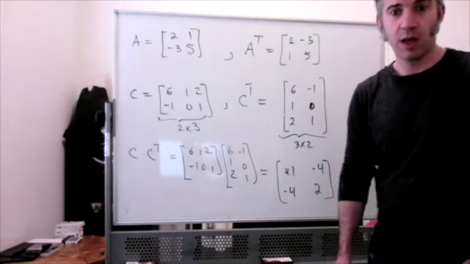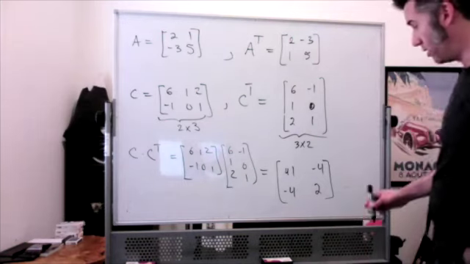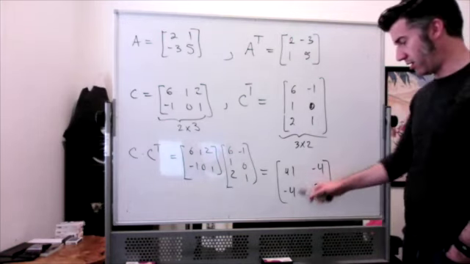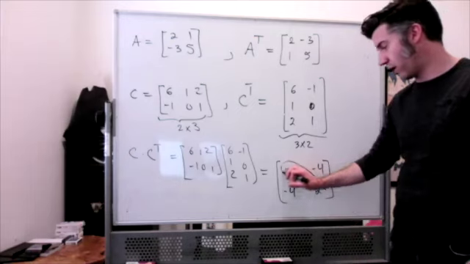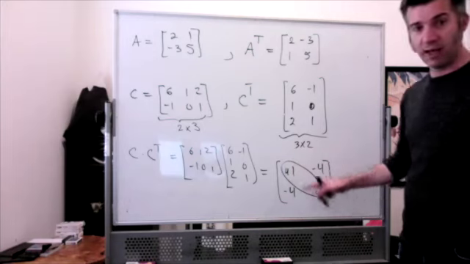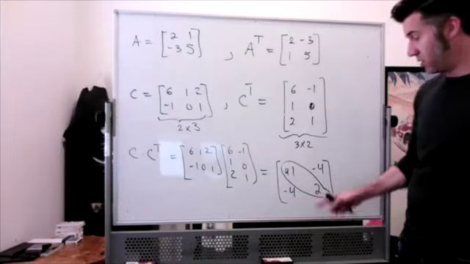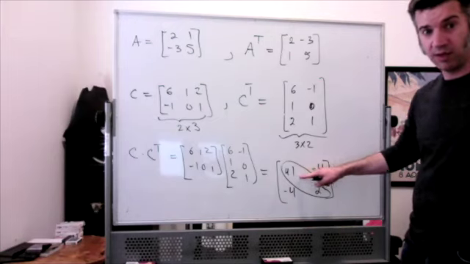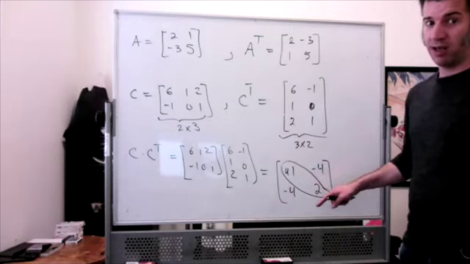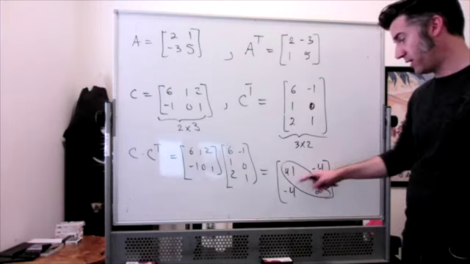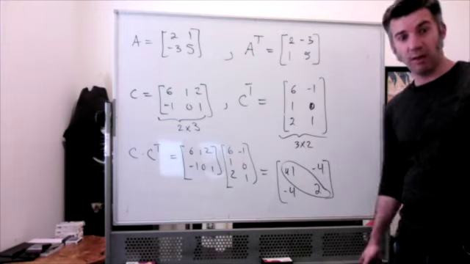Cool. This, by the way, is called a symmetric matrix. If you have a square matrix, the entries that are in the same row and same column, like this entry is in the first row, first column, and this entry is in the second row, second column, those are called diagonal elements. And if a matrix has all the off-diagonal elements matching each other up, it's called symmetric. We'll talk more.